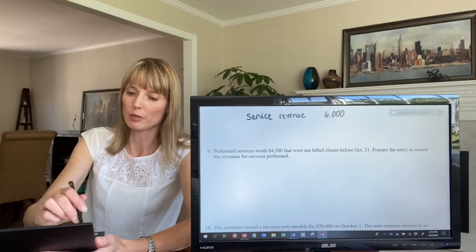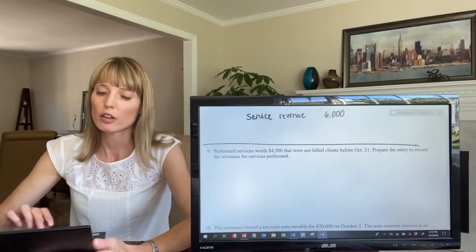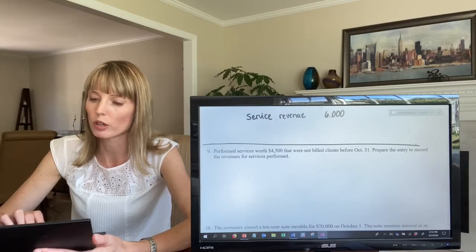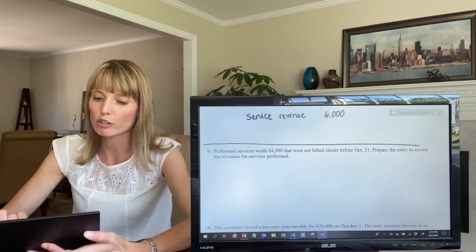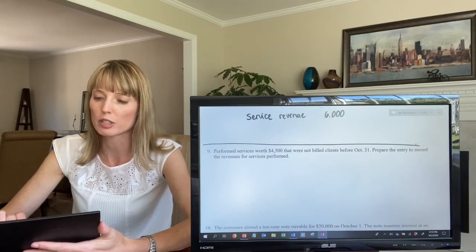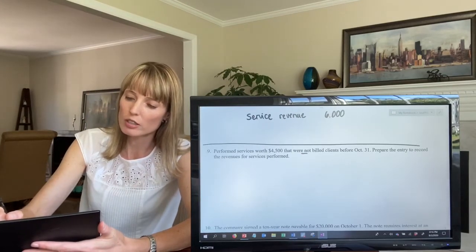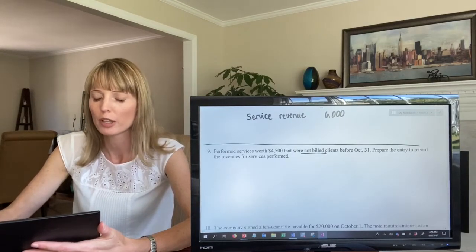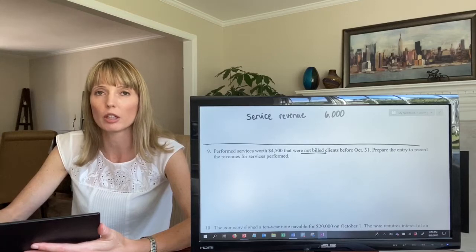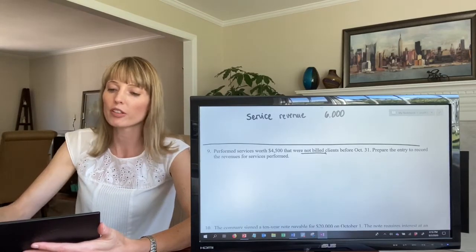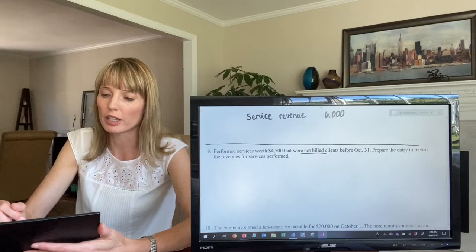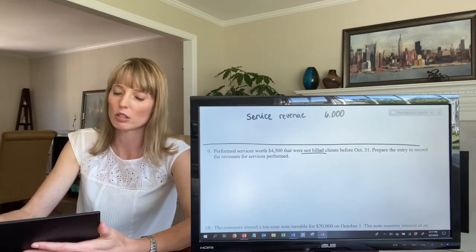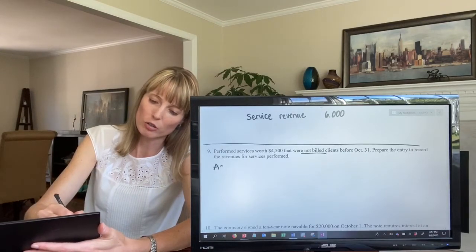Let's continue on. Transaction 9. The company performed services worth $4,500 that were not billed to clients before October 31st. Prepare the entry to record the revenues for services performed. So it's the action of billing our clients that triggers the accountant to record an entry for accounts receivable and services provided. But if the billing has not yet taken place, we need to update accounts receivable and revenues. So we're going to increase accounts receivable.